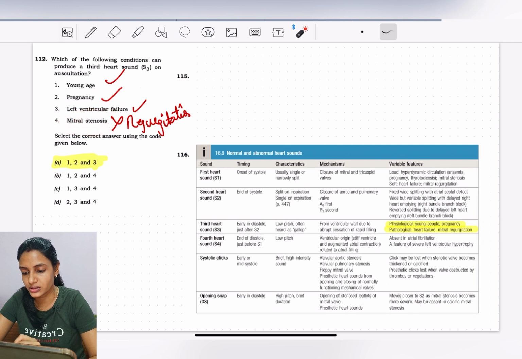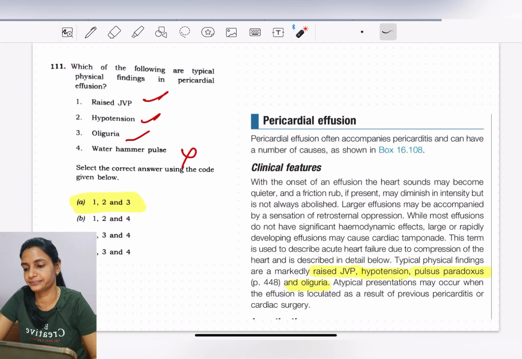Why mitral stenosis is wrong? Because instead of mitral stenosis, mitral regurgitation should be there. So answer is 1, 2 and 3.